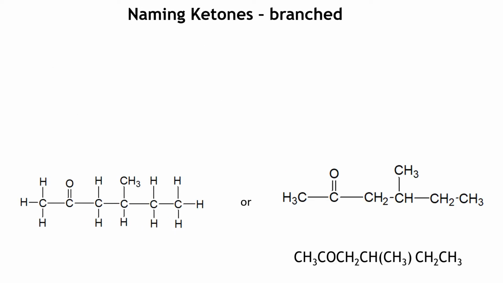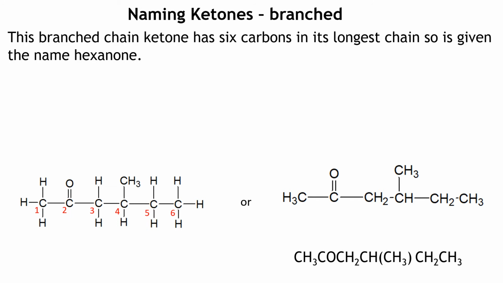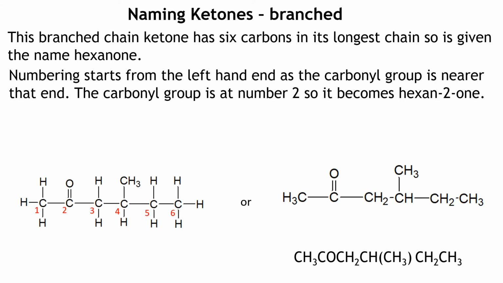When naming branched ketones, the first thing to do is look for the longest chain of carbons in the molecule. In the molecule shown here, we have 6 carbons in the chain, so the parent name is hexanone. The carbonyl group is nearer the left-hand side, so we would give it a number 2. So we'd call this hexan-2-one.